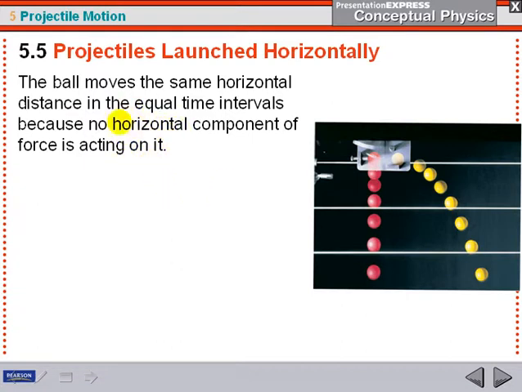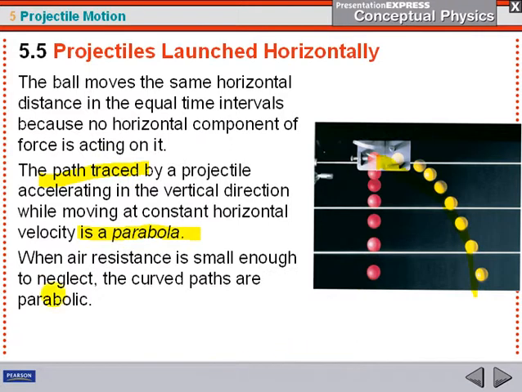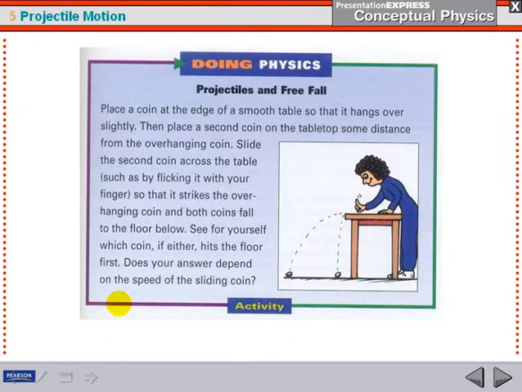The ball here is moving the same horizontal distance because there's no component acting on it, so it's not accelerating in the horizontal direction. It's moving the same distance horizontally every time. So the path that's traced is called a parabola. This path is a parabola. And we don't have much air resistance, so we can actually neglect the air resistance.